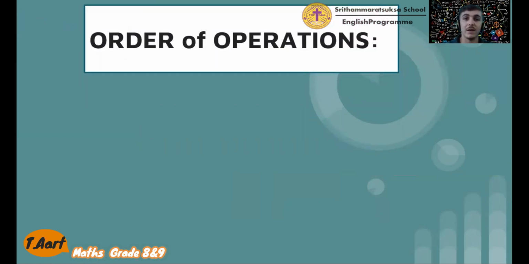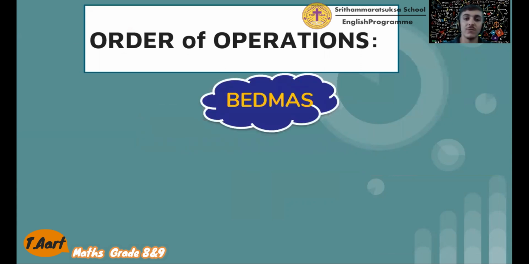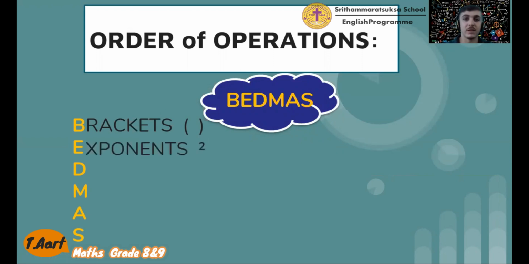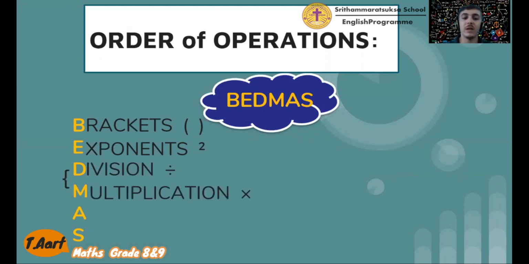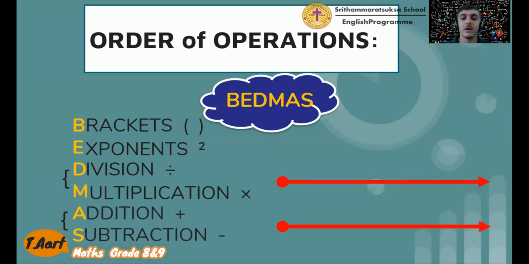To help us with that, we use the acronym BEDMAS. That tells us what we should do first, and then second, and third, and fourth. Okay, so the B in BEDMAS stands for brackets. So we always do the brackets first in an equation. The second thing we do is the exponents. The third thing we do is division or multiplication, starting from the left to the right. And then we do addition and subtraction, also starting from the left and going to the right.